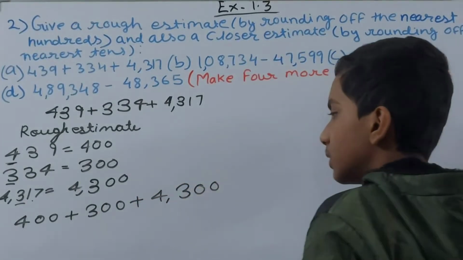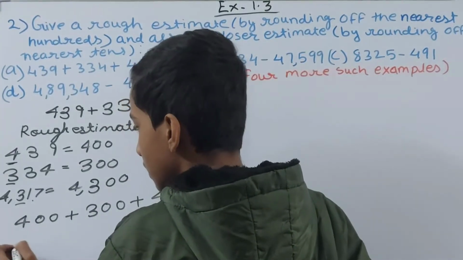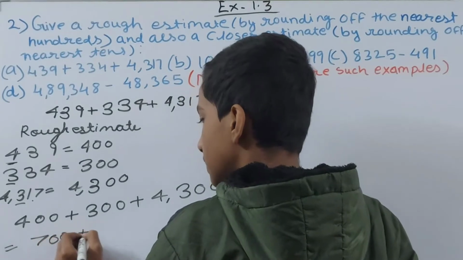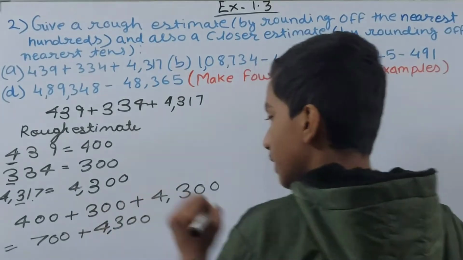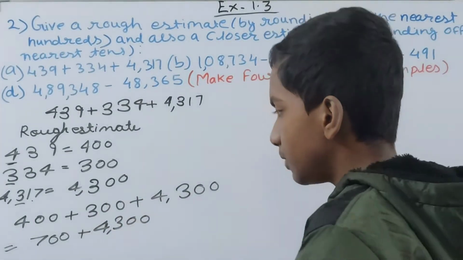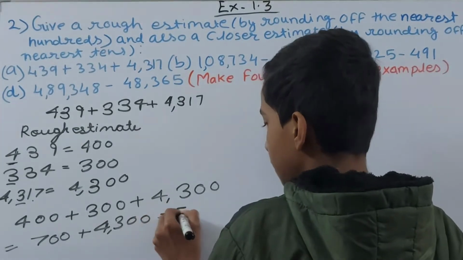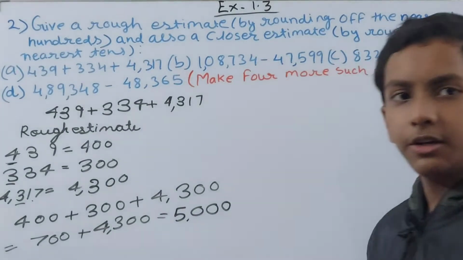Okay, so now if you add them, 400 plus 300 plus 4300. 400 plus 300 is 700, plus 4300, still we are having this. Now add them to get the answer. That will give us 5000. Okay, so that is 5000, which is the rough estimate.